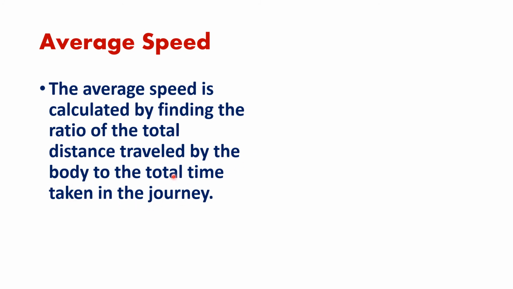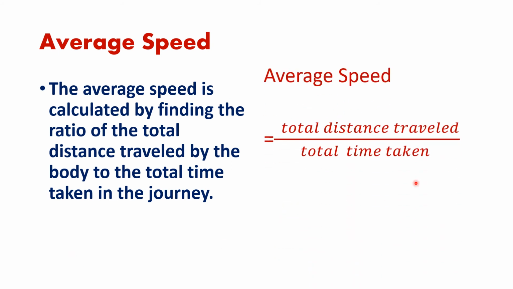So you have to divide the total distance by total time. Whenever it is written ratio, you should understand that one quantity is divided by the other quantity. So here we are dividing the total distance by the total time. Okay, so let us see the formula: average speed is equal to total distance traveled by total time taken.